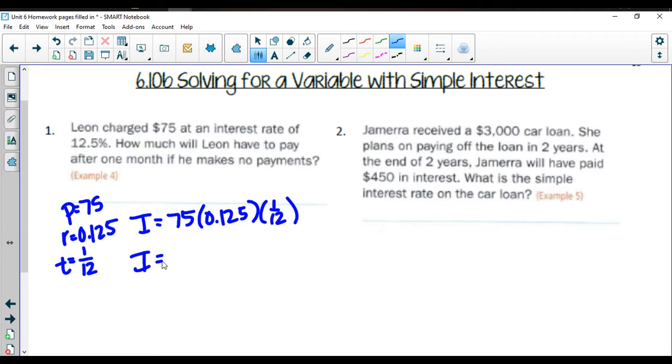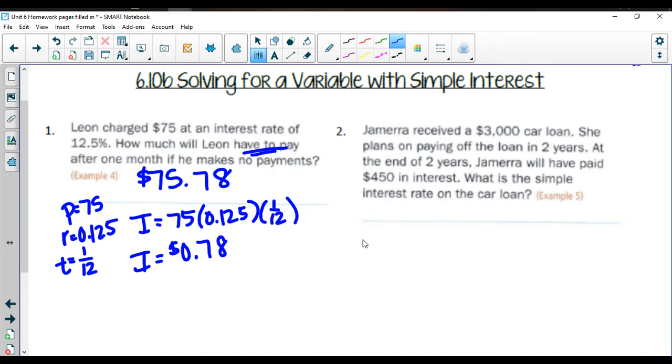So for his interest amount, 75 times 0.125 times 1/12 is going to give him 78 cents in interest. So that's going to get added back on because how much is he going to have to pay? Well, he still owes the $75, but now he also owes that 78 cents as well.